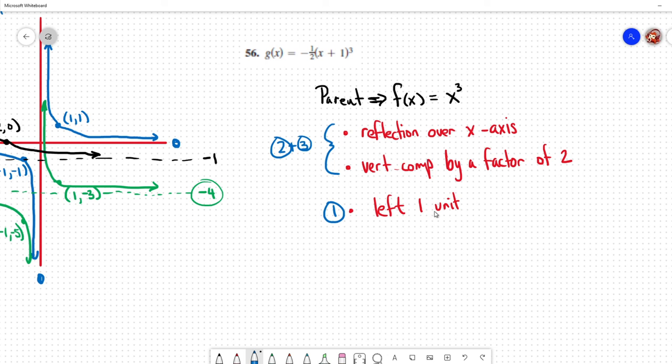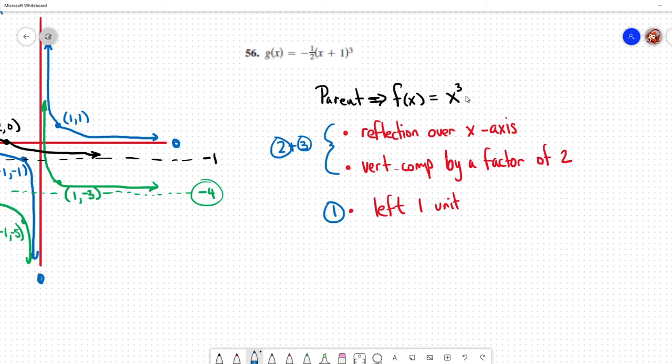What is going to make a difference is, oh, I have to make sure I do that horizontal shift first. That's got to happen first. Then these two can go in whatever order they want, because technically both of them multiply. So that's describing the transformations. Now, the third part is, how do I write g in terms of the parent function?